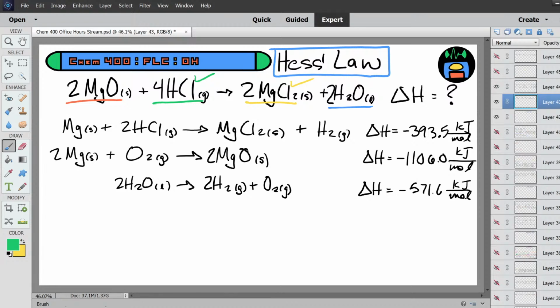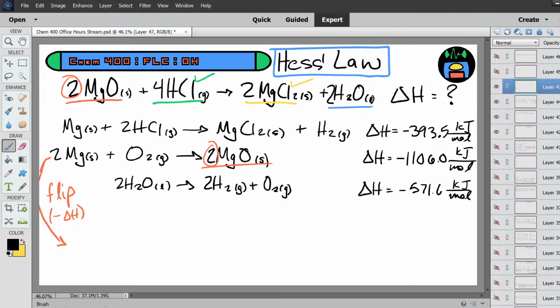So let's look at our original options. Now, here as I'm shopping my options, I'm going to zero in on magnesium oxide. You'll notice that I have 2 moles of magnesium oxide, and down here, this reaction is 2 moles of magnesium oxide, but it's on the wrong side, right? This is on the product side. I want magnesium oxide on the reactant side, so I'm going to take this reaction and flip my reactants and products. When you flip, you multiply your delta H by -1.